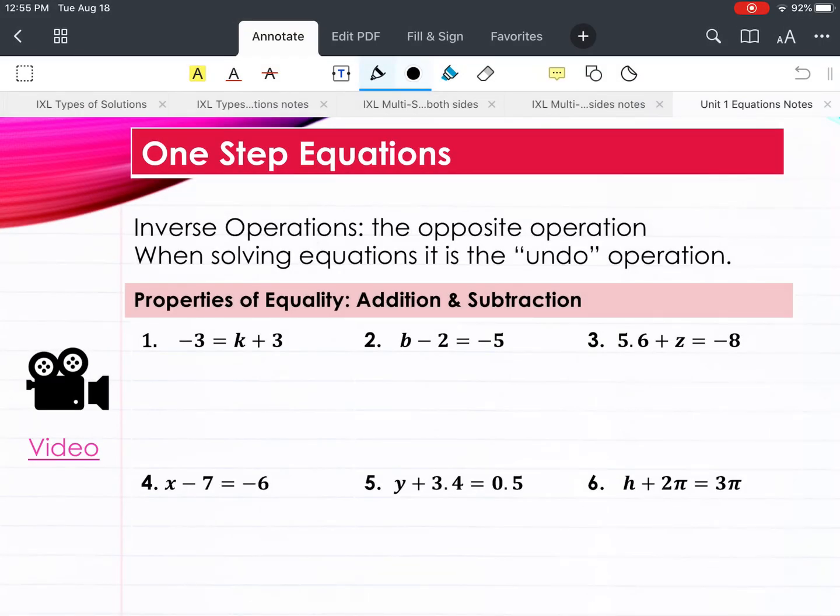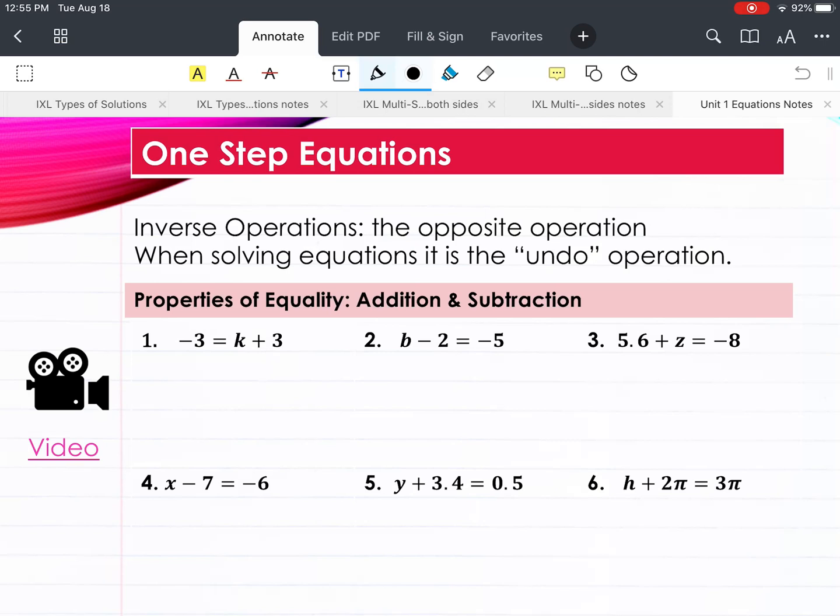Okay, so here in these notes, we are going to start talking about one-step equations. And remember, in order to solve an equation, these are not an expression, these are equations, they have an equal sign. We use the inverse operation, or the opposite operation. So if we have addition, the opposite of addition is subtraction, and if we have subtraction, the opposite of subtraction is addition. So we're undoing.